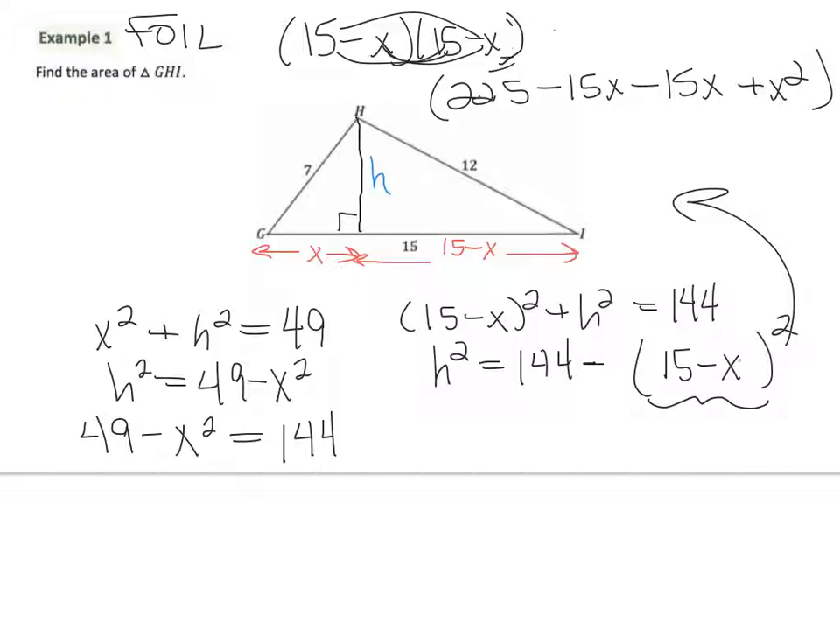I don't know. Alright, let's substitute that in. So I have minus 225. Remember, I need to distribute this through. This gives me negative 30x, but that gives me plus 30x. Oh, I found another mistake. Goodness.